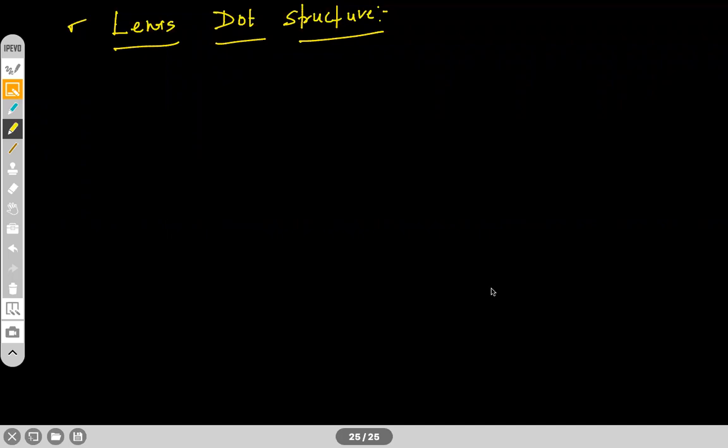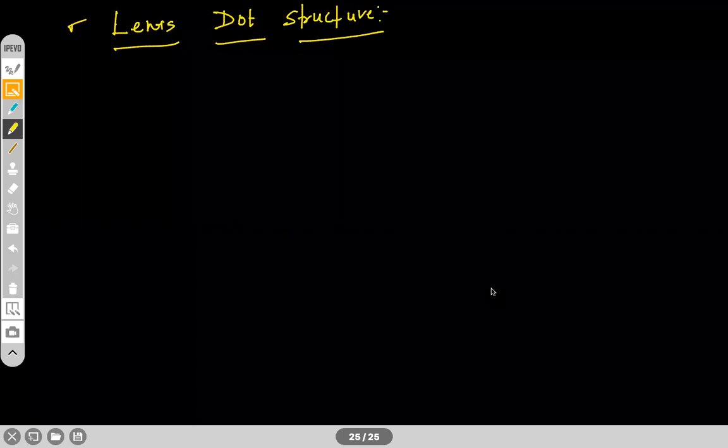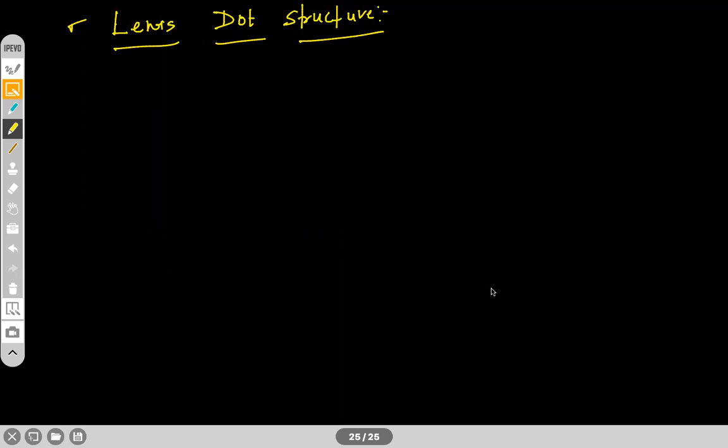Okay, I'll repeat this one again. Place the remaining electrons on the outer atom as unshared electrons to complete their octet, starting with the most electronegative element. Next point. Place the remaining electrons on the central atom.